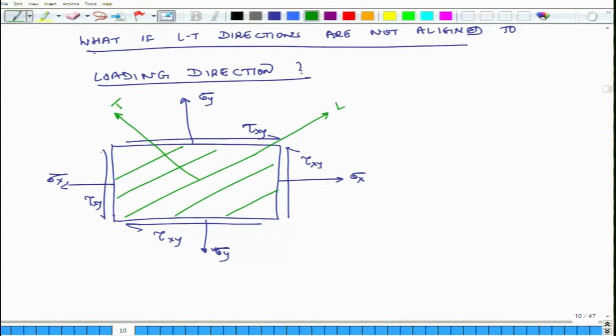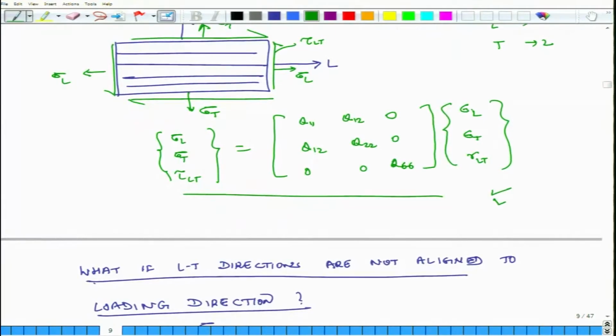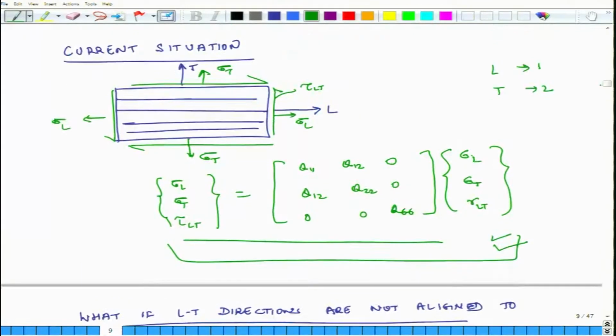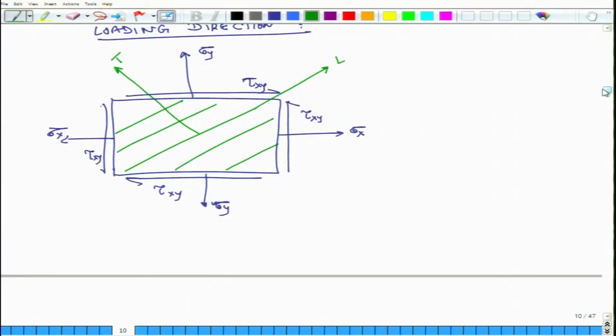In this case the L and T directions are not aligned to the x direction and the y direction. Now, the first set of equations which we saw is good only when the alignment is there; only then can we write this equation. In this situation we cannot use this equation right away. We may have to do some mathematical manipulations so that we can still use it, but this is what we want.